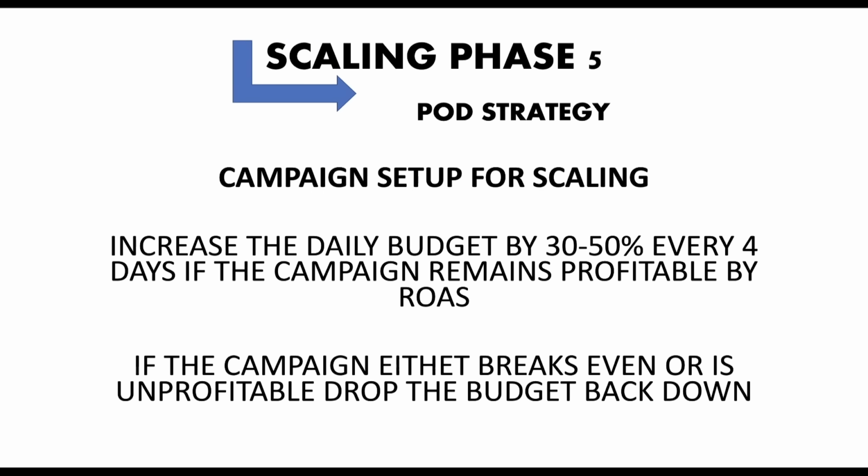Now let's talk about campaign scaling for this phase 5. Increase the daily budget by 30 to 50% every 4 days if the campaign remains profitable by ROAS. If the campaign either breaks even or is unprofitable, drop it back down to the last budget that you had it on.